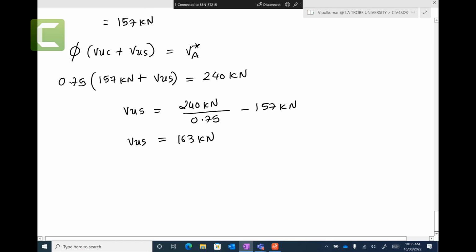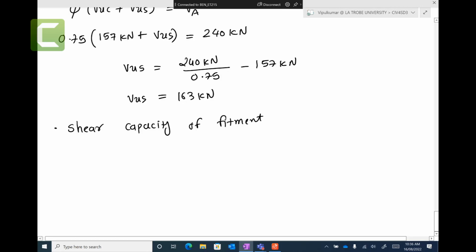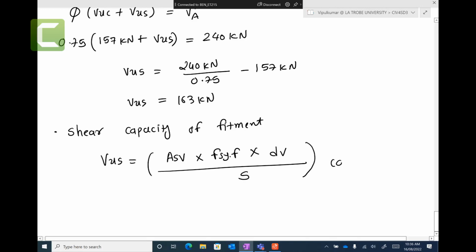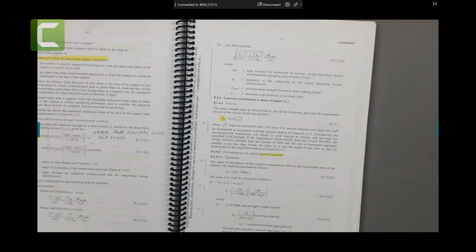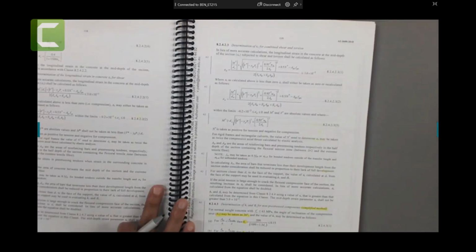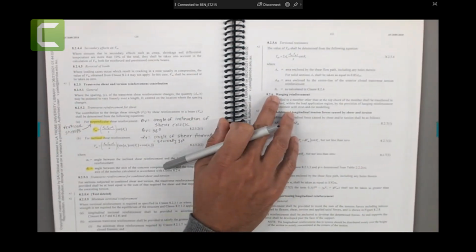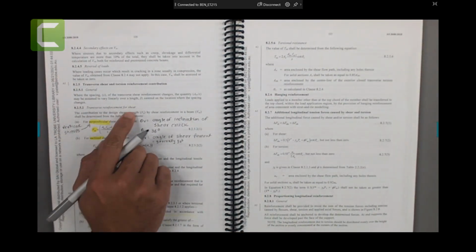Now, then you have a shear capacity of fitments. So VUS equal to ASV times FSY.F times dV over spacing S and cot theta V. I will show you where this equation is. Now that equation is clause 8.2.5.2. Here you go, page number 120. Clause 8.2.5, transverse reinforcement for shear.